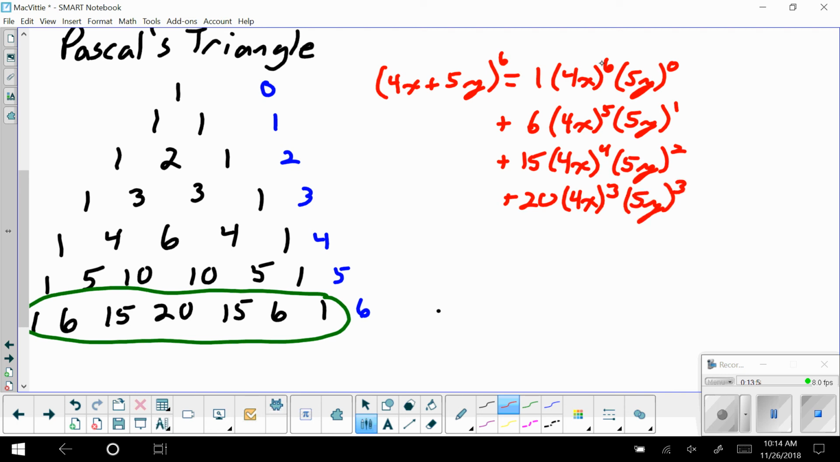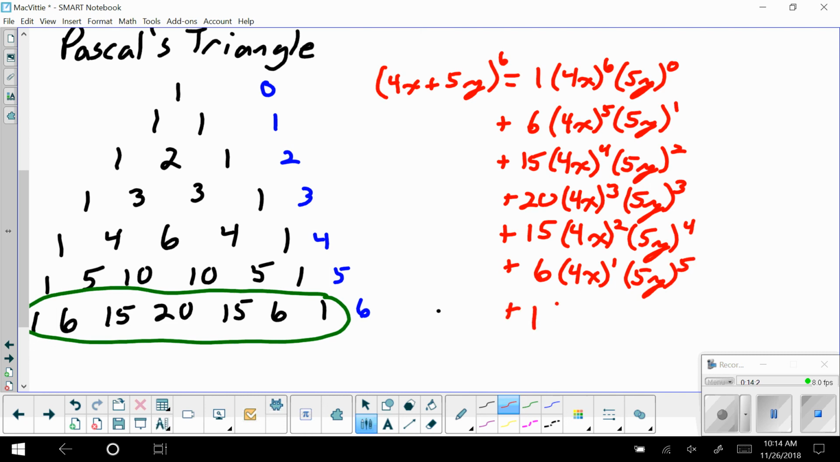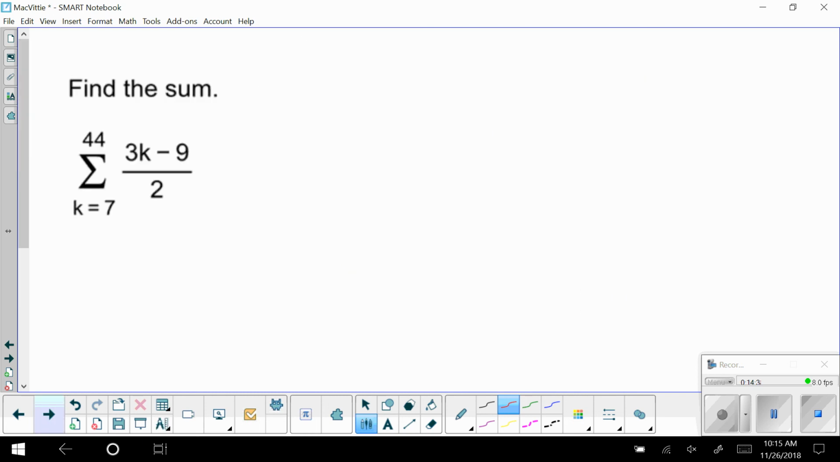If you notice, the powers for my 4x part are starting at the n and going down, and the 5y are starting at 0 and going up. That's how this will always work. That's 15, 4x squared, 5y to the 4th, and then 6, 4x to the 1st, 5y to the 5th, and 1, 4x to the 0, 5y to the 6th. Then I trust your ability to find the 6 and 5 to the 6 and do all of that multiplying if your professor requires it. And finally, finding a sum.